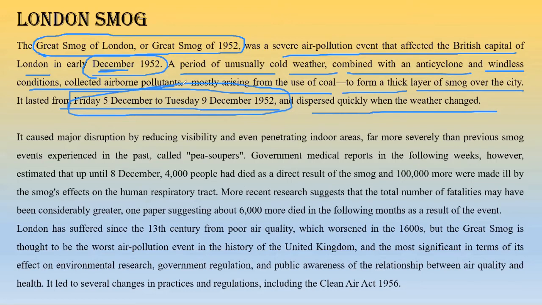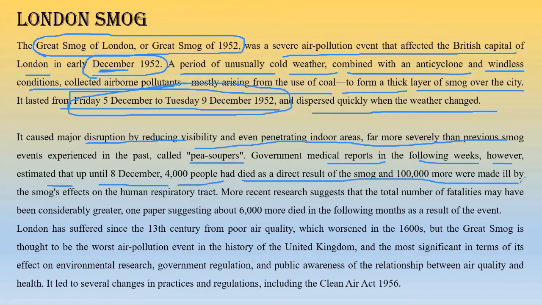The smog was there from Friday 5th to Tuesday 9th of December of 1952. Right. And this particular smog is called London smog because it was formed in London for the first time. Okay. Now this caused a major disruption, reducing visibility and penetrating indoor areas. Okay, fine. So everything was invisible. Government medical reports in the following weeks, however, estimated that until 8th December, 4,000 people had died as a direct result of the smog, and 1 lakh were made ill by the smog's effects on the respiratory tract.